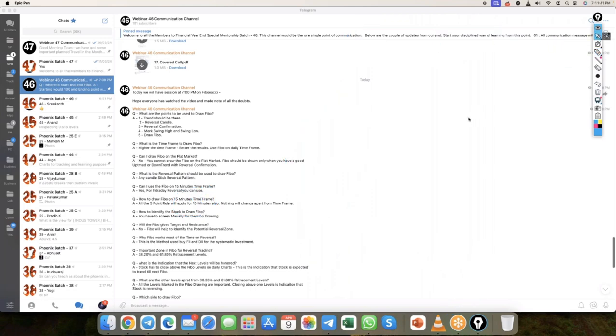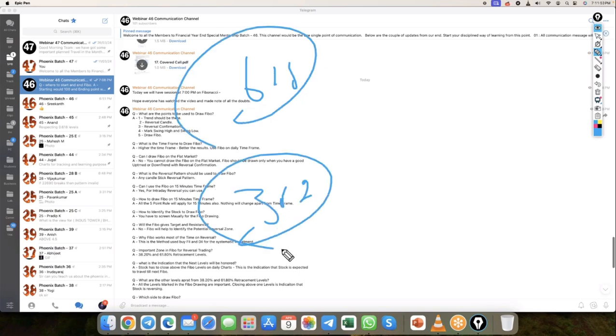Then you have to watch it. I've explained what the important zones and important levels of FIBO are. Haven't I, guys? Yes, I've explained. The most important ones are 61.8 and 38.2. These two are the important zones of FIBO which you need to keep in mind while taking a decision based on FIBO. Next question.